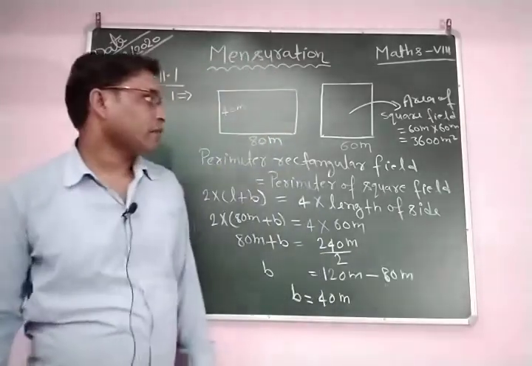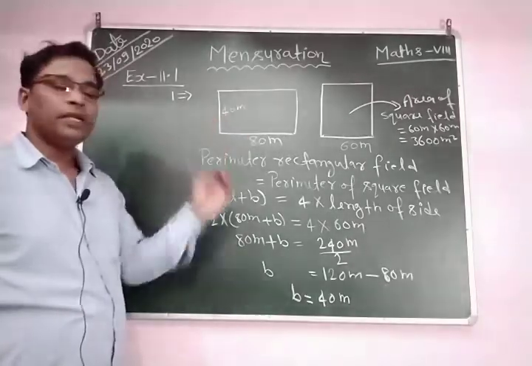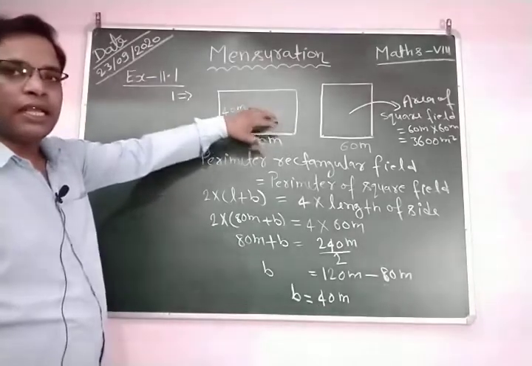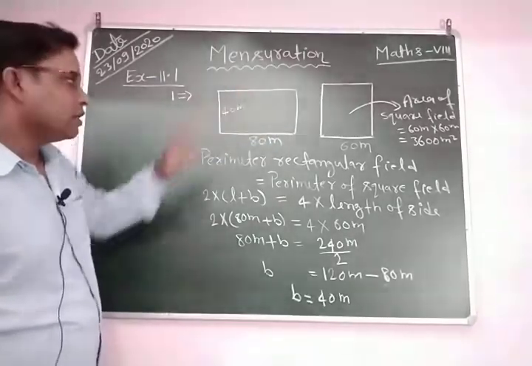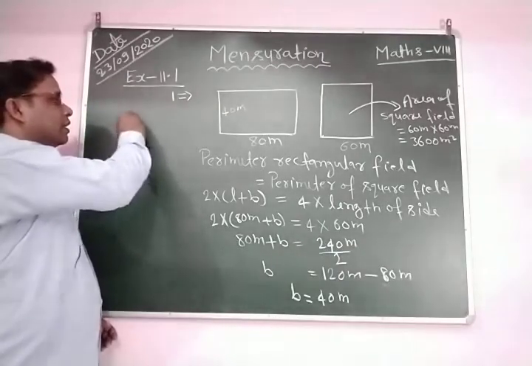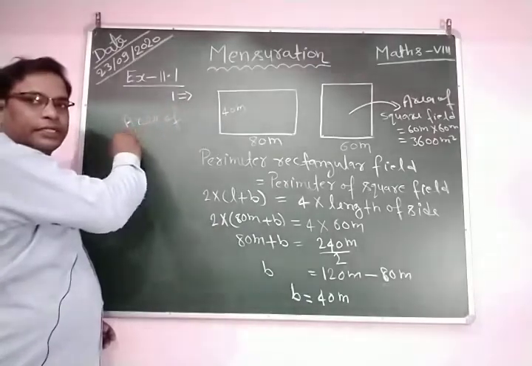Now next we need to find the area of the rectangular field. This is a rectangular field, its length is given here, and the breadth we found is 40 meters. So we find the area of the rectangle, the area of the rectangular field.